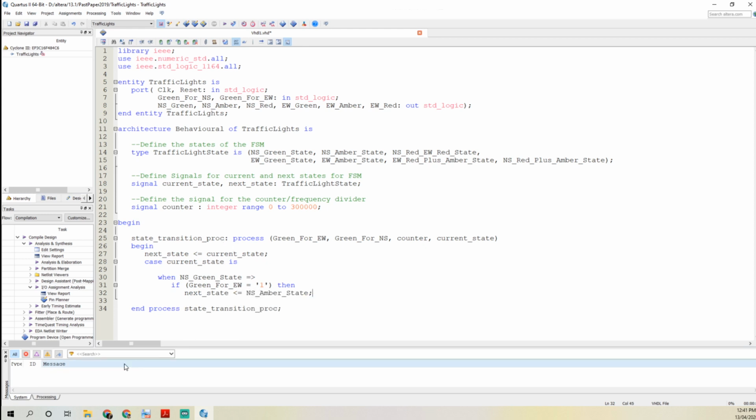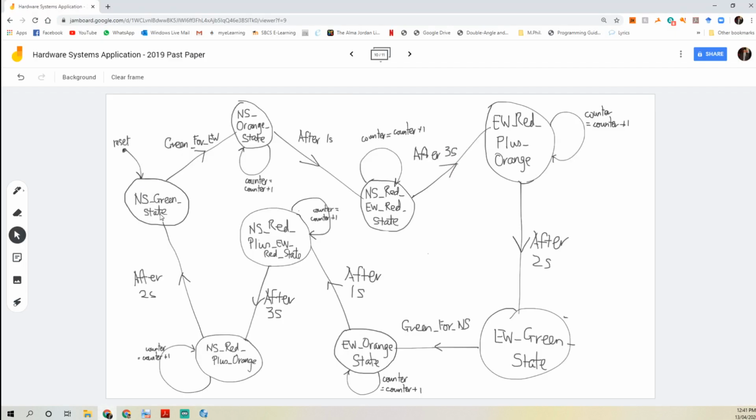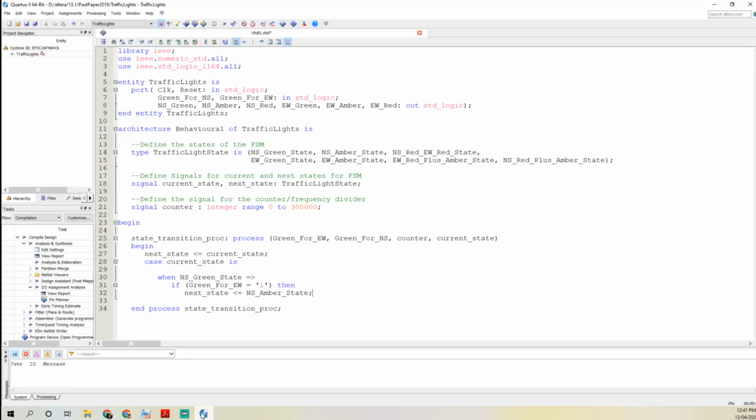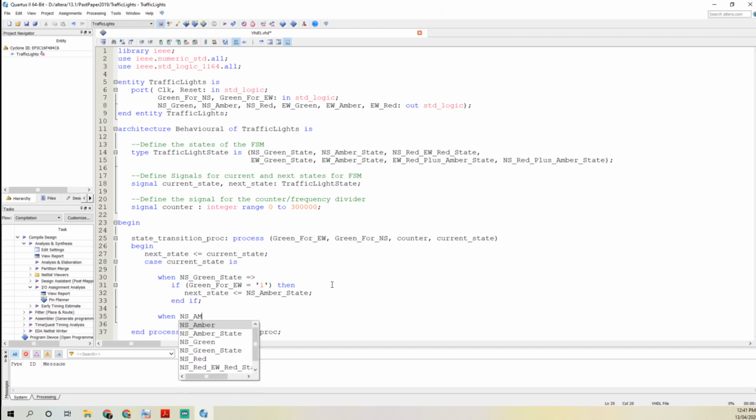Let's see if that makes sense. When I'm in the green state, if green for east-west goes high, I am going to transition, or my next state is going to be my north-south amber state. Right? So when I'm in north-south green, if this signal is high, then my next state is going to be my north-south amber state. I'm going to end off this if statement here. Right? I'm going to take care of the next state now. So what happens when I'm in this north-south amber state?